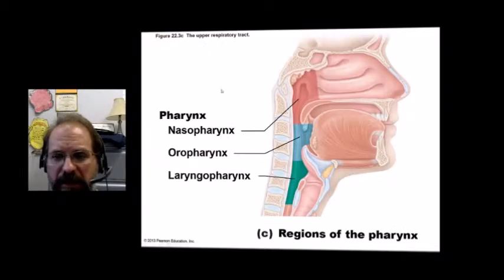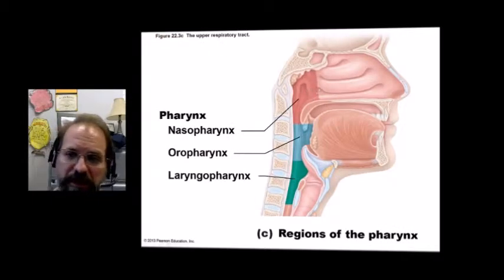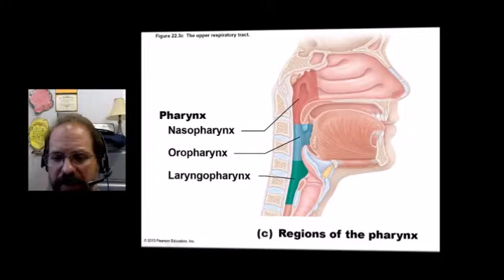All right, the pharynx. Let's take a look at that. So the pharynx is the muscular tube that connects the nasal cavity down to the esophagus. And it has three parts. And there you can see in red, we're highlighting the nasopharynx. In blue, we're highlighting the oropharynx, and in green, the laryngopharynx.